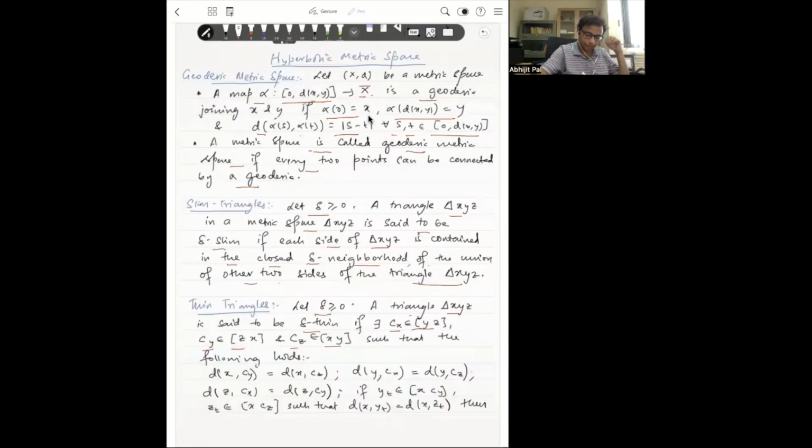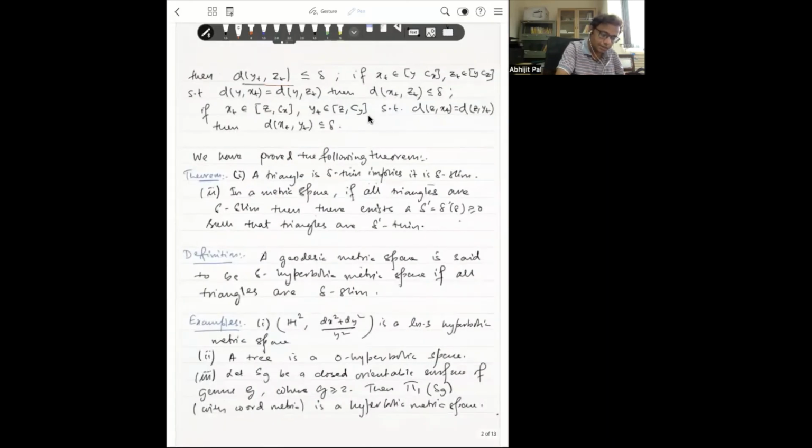I'll draw a diagram for it. Such that distance of X to CY is equal to distance of X to CZ, distance of Y to CX is equal to distance of Y to CZ, and distance of Z to CX is equal to distance of Z to CY. And if I take YT belonging to XCY and ZT belonging to XCZ, such that the distances from X to YT and X to ZT are the same, then the distance between YT and ZT is at most delta. And the same thing holds for the other sides also.